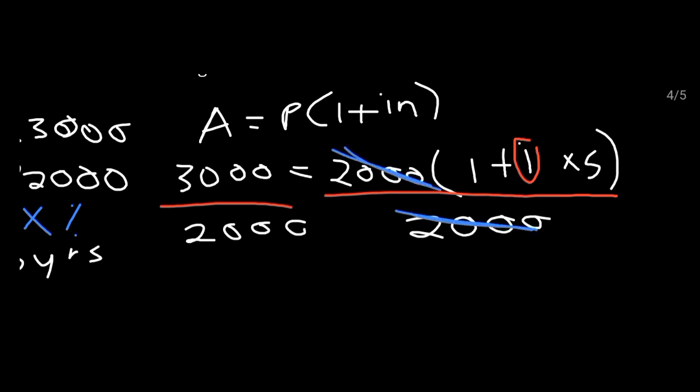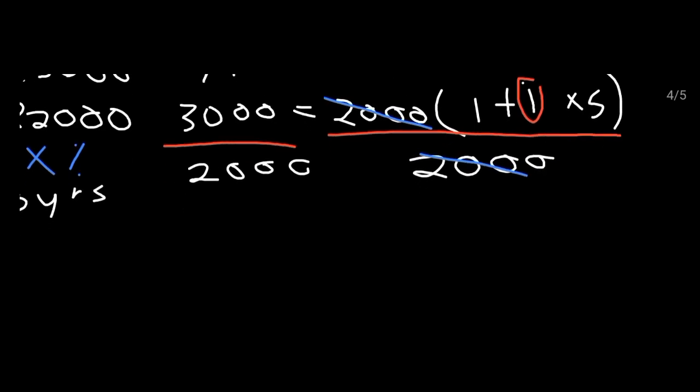Remember, I'm just showing you the cancelling because this is a video, but when you write an exam, do show the cancelling. Then after cancelling we are left with the bracket: 1 plus interest multiplied by 5. On this side you can write 3,000 over 2,000 or use your calculator, and it will give you 1.5.